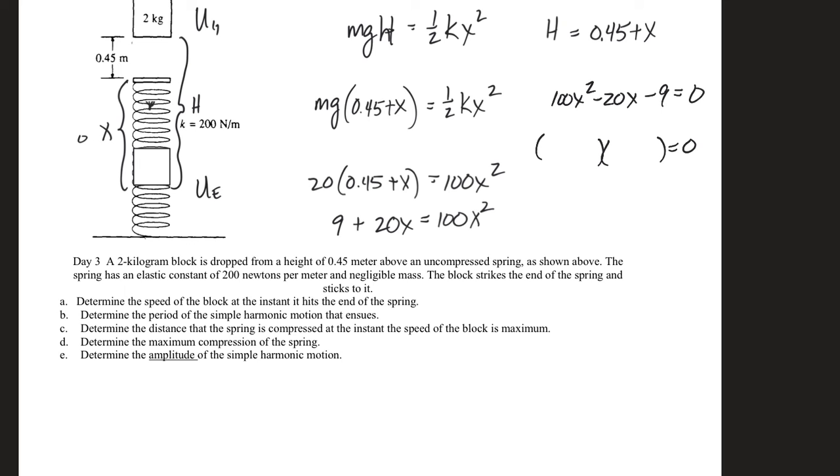Oh, do you want the answer? Yeah, I want the answer. I want x equals. It's gonna be two of them. 0.416 and a negative number. I want them both. Negative 0.21. All right, so my two answers are 0.416 and negative 0.21.